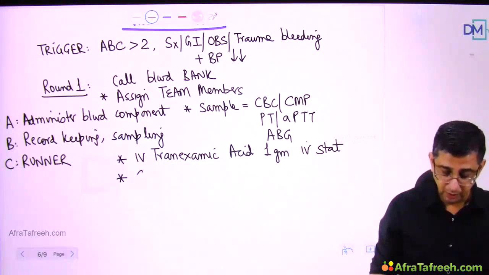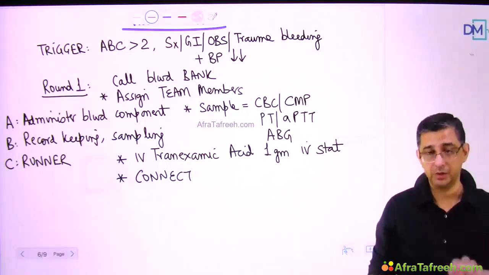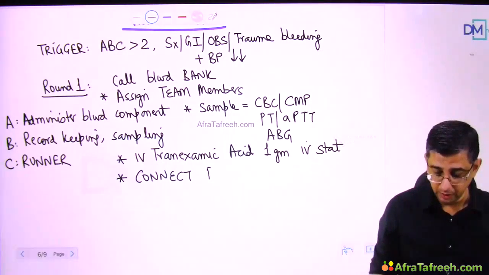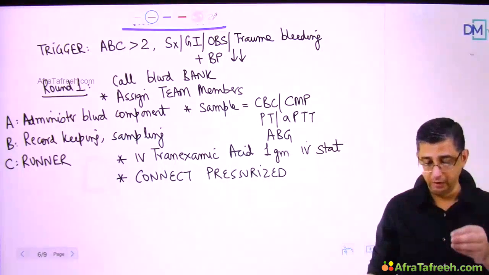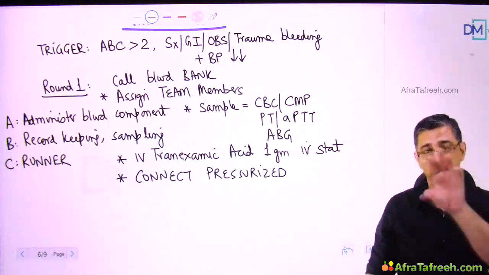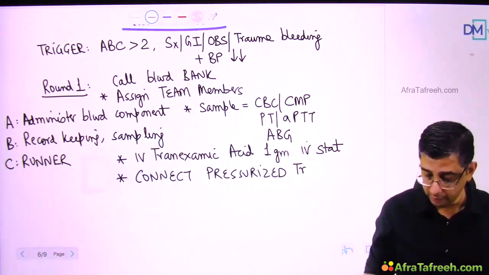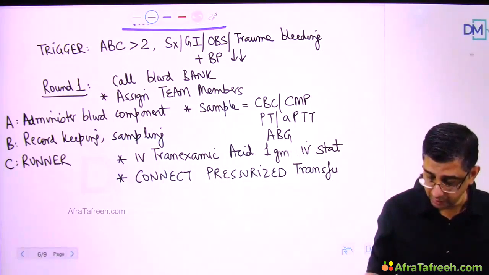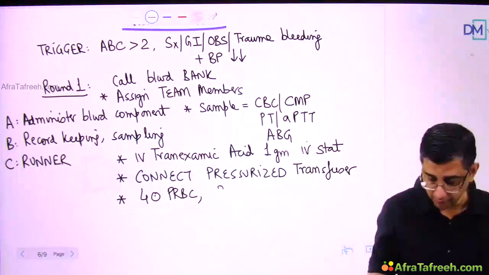Now I will be asking team member number A to connect and prime up the system. That is, he will basically connect the pressurized rapid transfuser to the patient. He will prime the pressurized rapid transfuser with the units of blood which have now been obtained by team member number C, and he will connect the pressurized transfuser to the patient, and then we will give the patient 4 units of packed RBCs, and we will be giving to the patient 2 units of fresh frozen plasma.